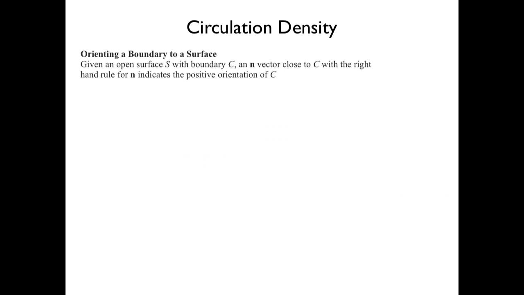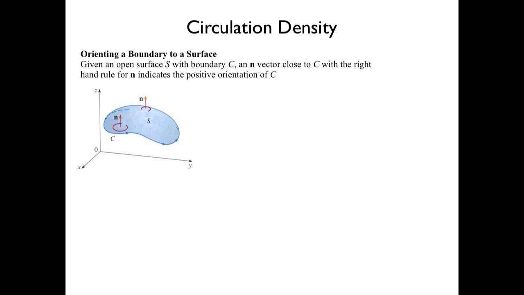So before we do that, let's talk about orienting a boundary to a surface. We talked about orienting a path, right? And we've talked about orienting a surface. So what about when you have a surface that has a boundary, and we want to orient those together? Given an open surface S with a boundary C, you look at an n vector on S that's very close to C, right? And then the right-hand rule for n will indicate the positive orientation of C. So a picture is definitely needed here.